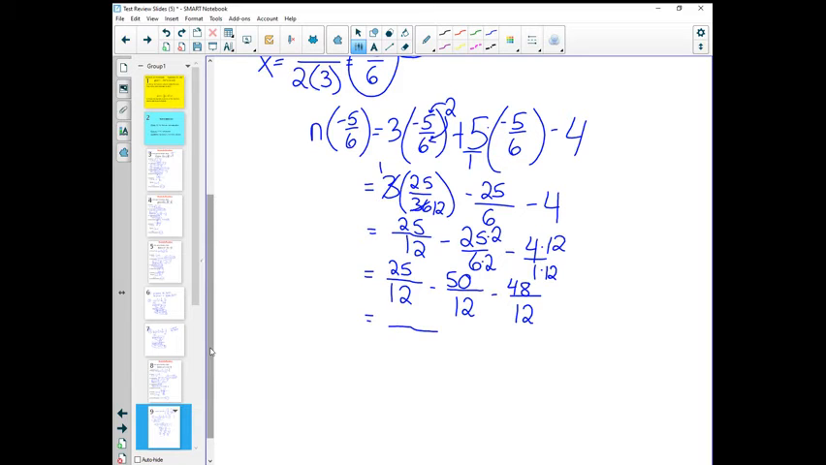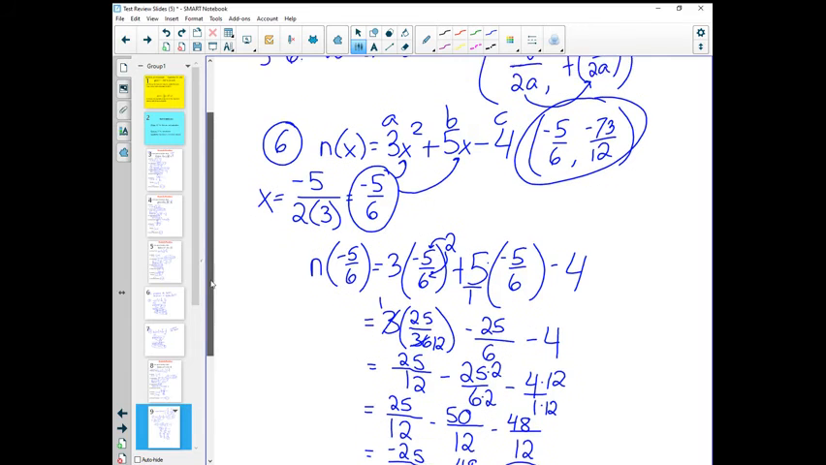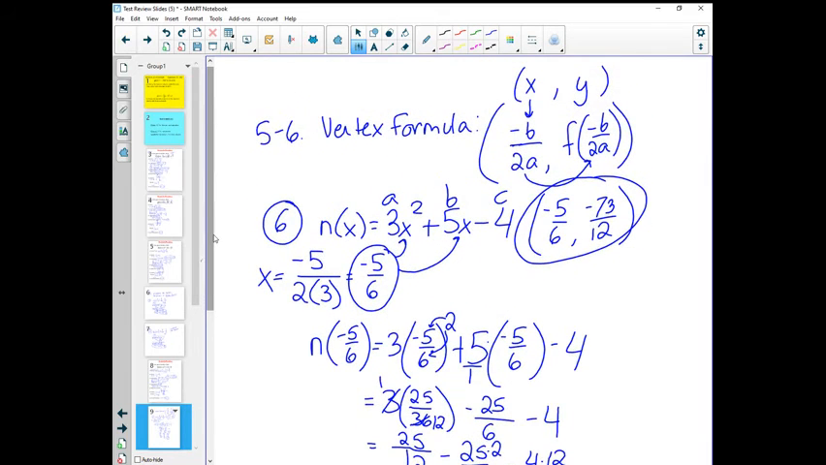Now that those have common denominators, we're ready to just simplify the top. 25 minus 50 is negative 25 twelfths. Minus 48 twelfths combines to make negative 73 twelfths. That was the output we got when we plugged in the x. So this is the vertex of that equation. If you struggled on those fraction problems, I would recommend going back and looking at section 2.1a, where we learned about the vertex formula. And again, I will give that to you on the test.